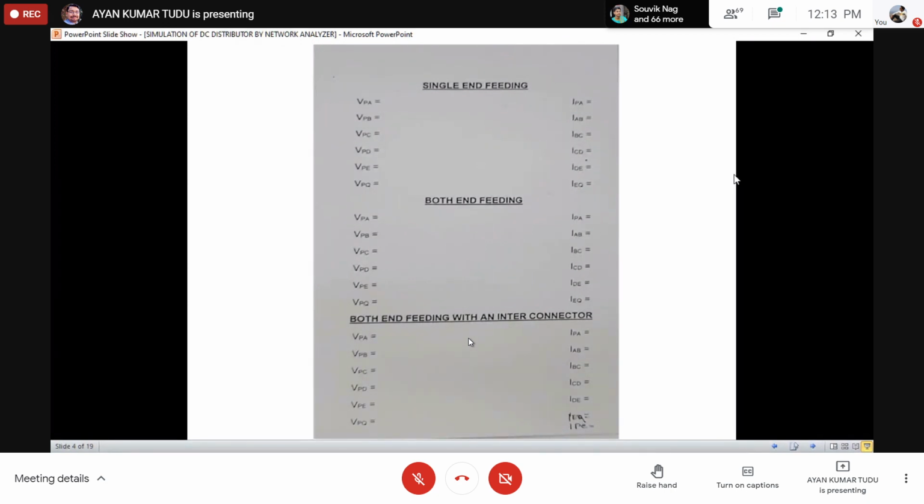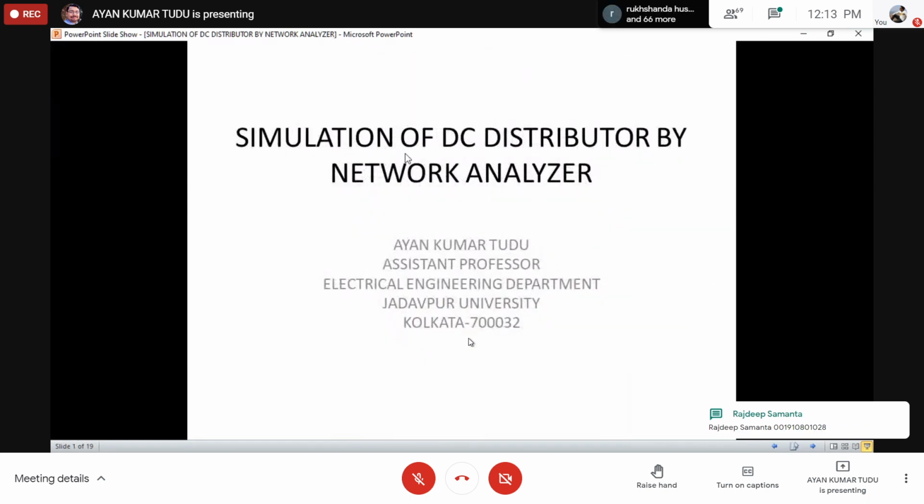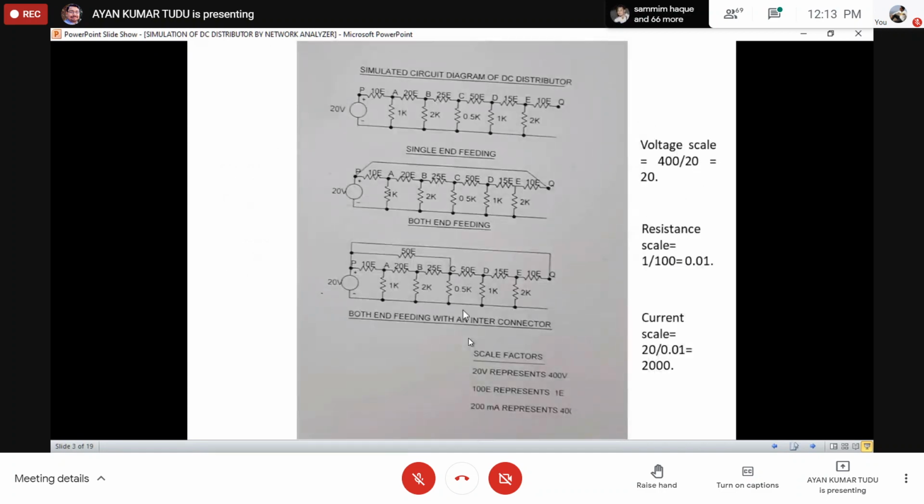Whenever you perform this experiment in the lab, there would be a top sheet where you write your names and so on. On the next page you have to write the title and the objective. The title of this experiment is simulation of DC distributor by network analyzer. The second line is the objective, and the third is the circuit diagram. So this is the circuit diagram.